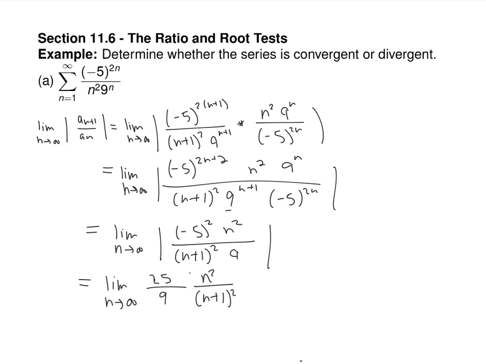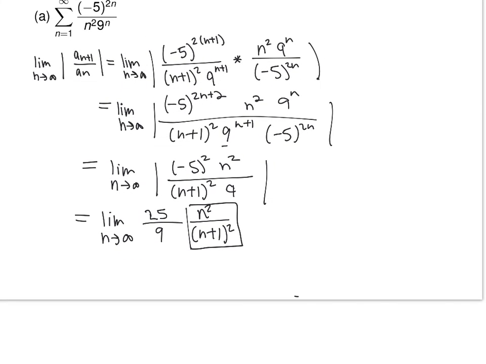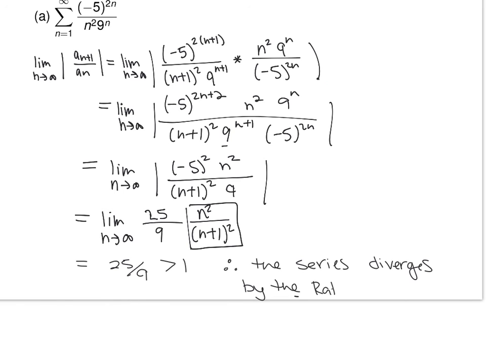And as n goes to infinity, this part goes to 1. So this limit is equal to 25/9. And well, you think, okay, geometric series diverges when the r is greater than 1. This r is greater than 1. Therefore, the series diverges. And tell me what test you use. By the ratio test.